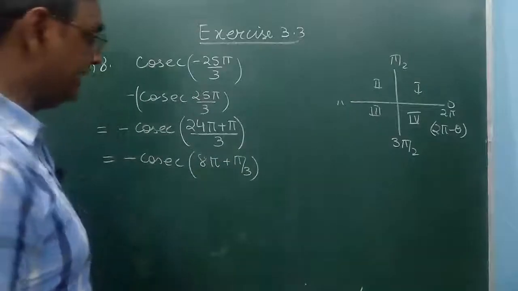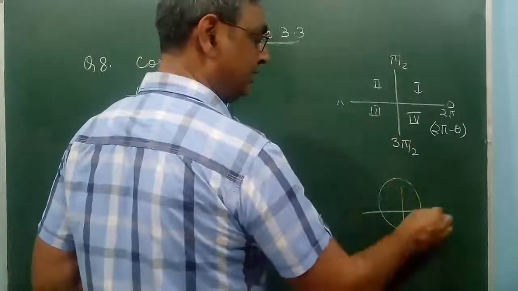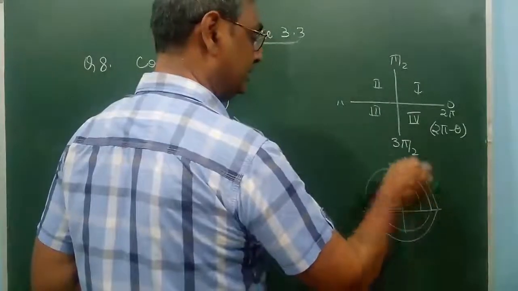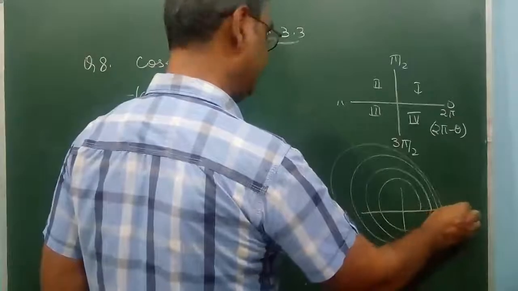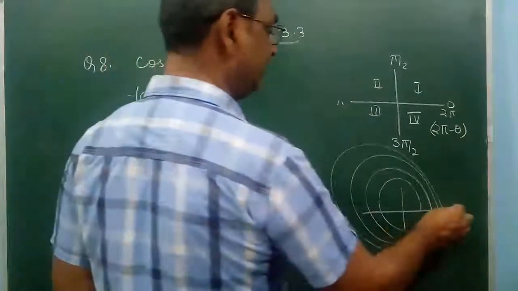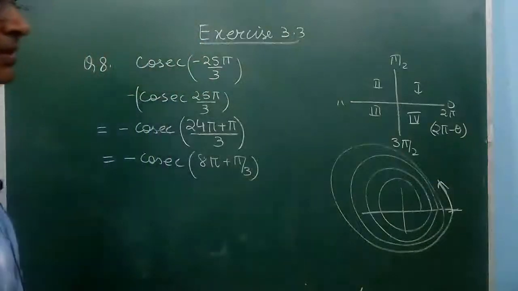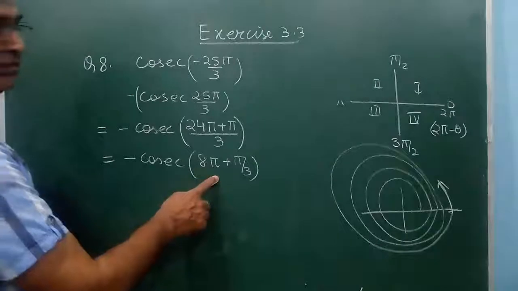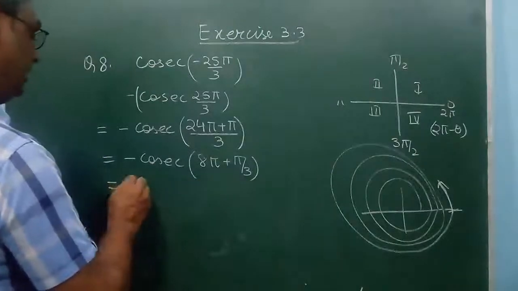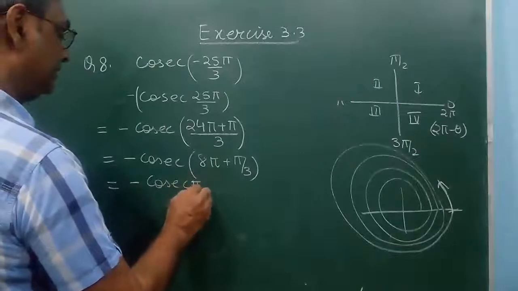now where it will be lying? See here, 8 pi, this is 2 pi, 4 pi, 6 pi and 8 pi. We have got here 8 pi. Plus pi by 3, it will be reaching in which quadrant? It will be reaching in first quadrant. So here we are in first quadrant, and that will be cosec pi by 3.